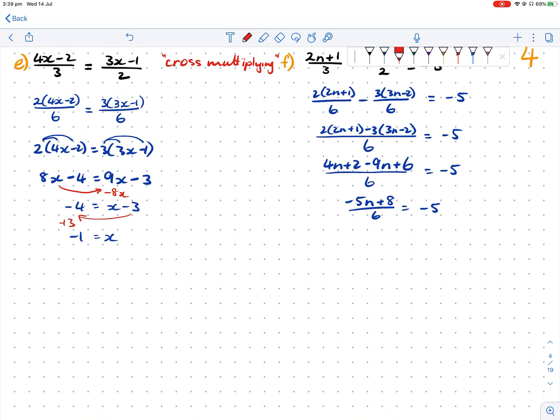Now let's get into the solving. So we're going to move the 6 over, multiply it, negative 5n plus 8 equals negative 30. We're going to subtract the 8, negative 5n equals negative 38, and then we're going to divide by negative 5. When we divide two negatives, we make a positive, so it's 38 over 5. And you can leave it as an improper fraction. You don't need to write it as a decimal or anything like that.